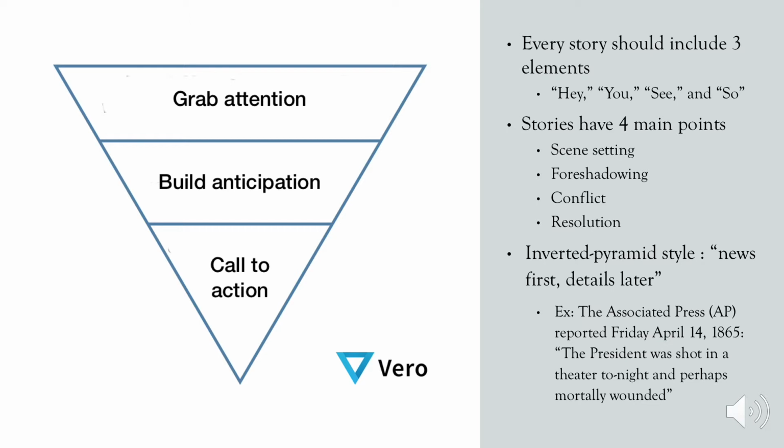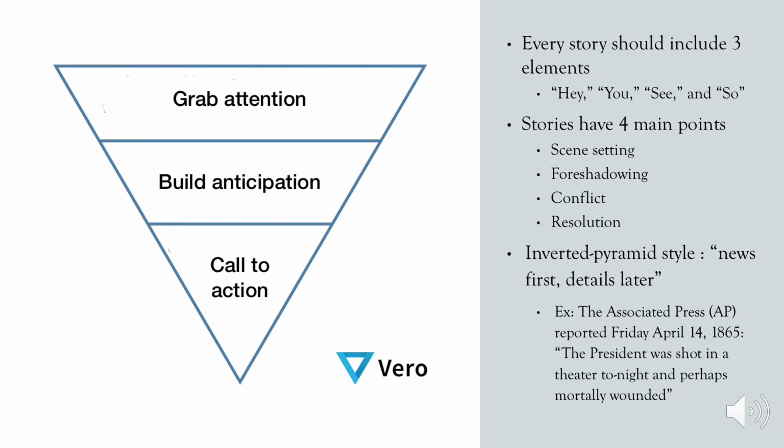Former NBC News Today show correspondent Bob Dodson explained every story should include these elements: hey, you, see, and so. Every story begins with a hey, as in, hey, give me your attention. You, the viewer, should care about this story. We will make sure you see the relevance. C represents the 2 or 3 facts you have in your story that nobody else knows. So is why the viewer should care. In other words, what does this story really mean?